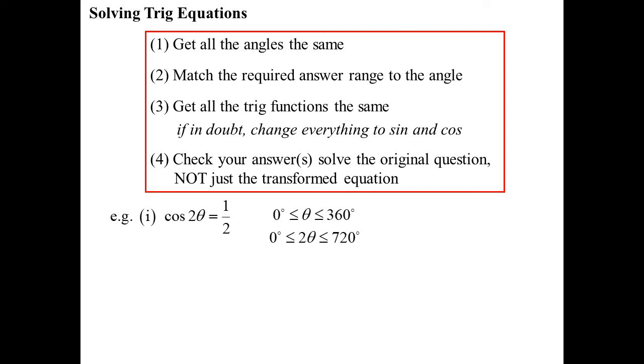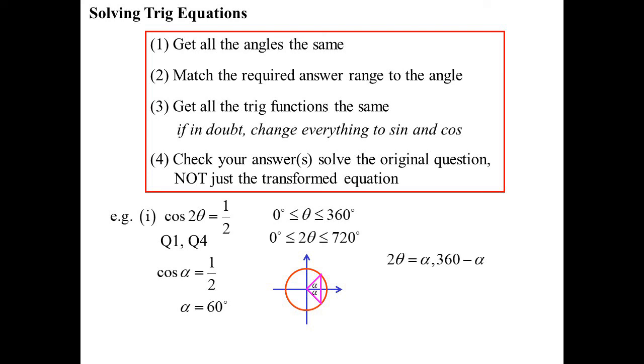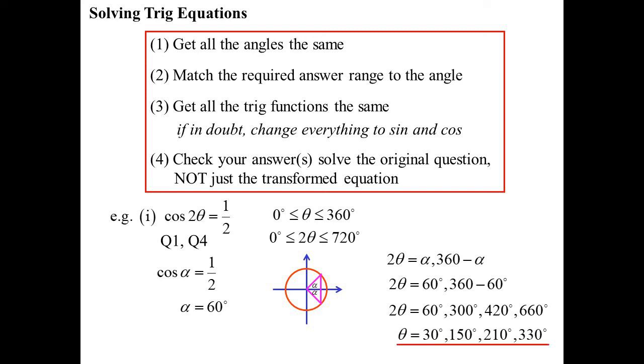I'm going around the circle twice. We're in the first and fourth quadrant, of course. The acute angle would be 60 degrees, because cos of 60 is a half. So 2 theta will be in the first quadrant or the fourth quadrant. So it'll either be the acute angle or 360 minus the acute angle. So that gives me 60 and 300, but we're going around twice. So we add 360 to both of those answers. But that's what 2 theta is. Now we can divide by 2 and get our answers for theta.